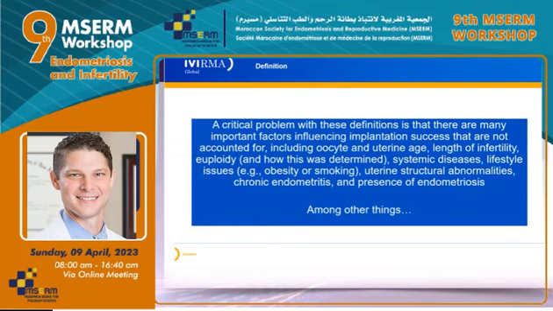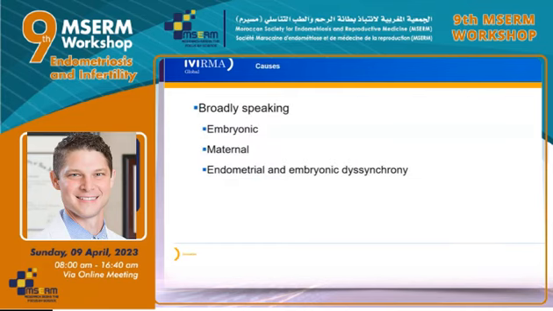Again, a critical problem with all of these definitions is that there may be other factors influencing implantation that are not accounted for, such as ploidy, length of fertility, uterine age, lifestyles, uterine structural abnormalities, etc. Broadly speaking, we can kind of categorize these into embryonic, maternal, and then embryo and endometrial dyssynchrony, and we'll talk a little bit about each of these.